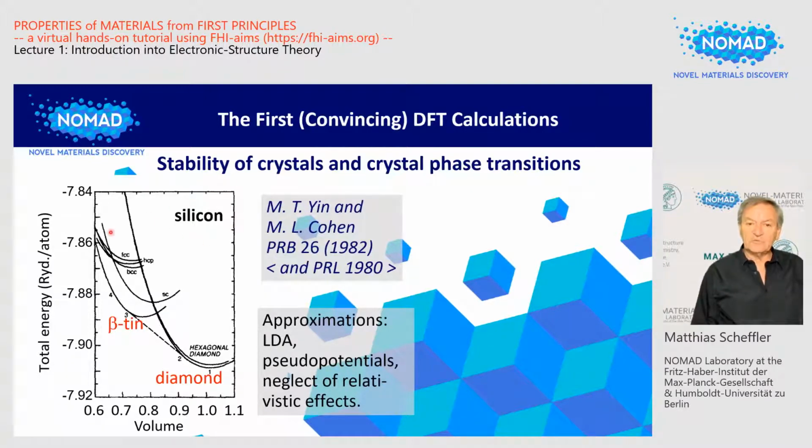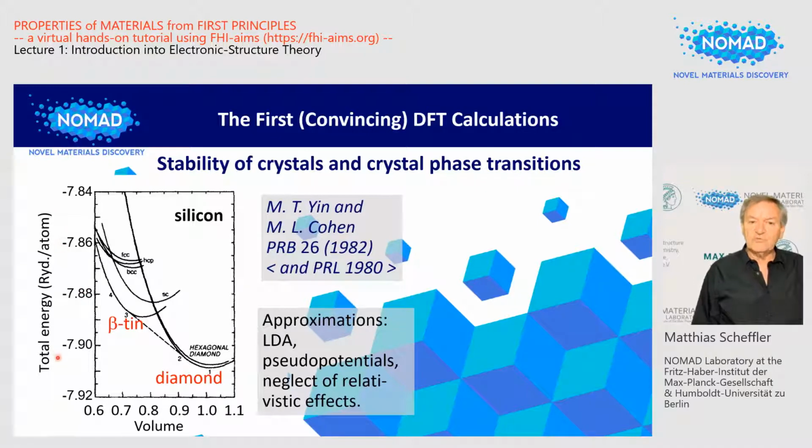For example, in order to find the lowest energy structure of a solid, the energy will be studied as function of the lattice geometry. Here is a figure from what I consider to be the first convincing example demonstrating what type of problems can be tackled by density functional theory calculations. These are calculations performed in the group of Marvin Cohen in Berkeley.